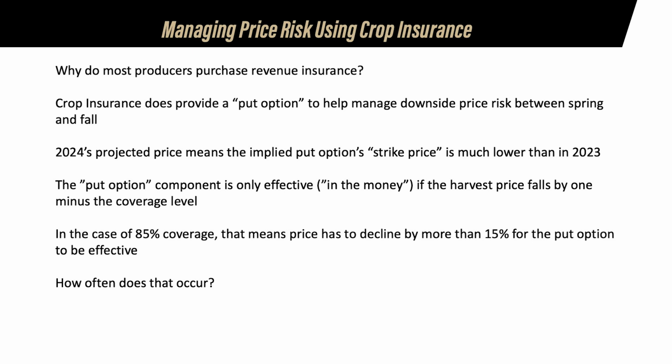It has to do with put options. Crop insurance does give you a put option, and Brad Lubben mentioned this on our previous podcast. So the embedded price in there, whether that turns out to be the projected price or the harvest price, is effectively a put option. But the problem with 2024 is that the put option strike price is much, much lower, as we indicated, roughly 21% lower on corn than it was last year. So in the case of 85% coverage, the price has to decline by more than 15% for that put option to be effective.